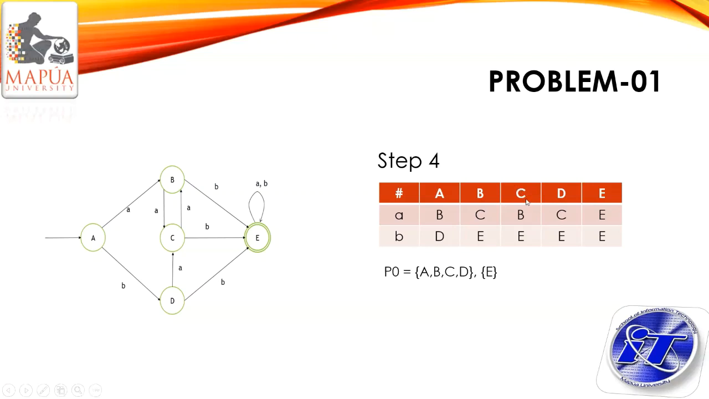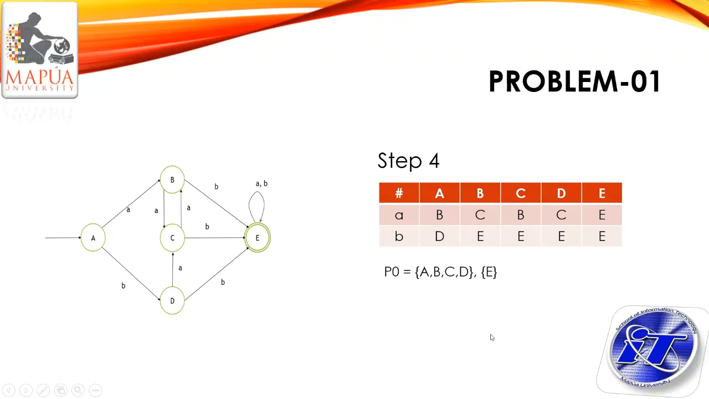How about C? So we're going to check if C is equivalent to B. C, when it encounters A, will go to B, which is within the group. If C encounters B, it will go to E, which is a separate group, which is the same as B. How about D? D encounters A, will go to C, which is within this group. When it encounters B, it will go to E. So therefore, D is the same as C, D is the same as B.